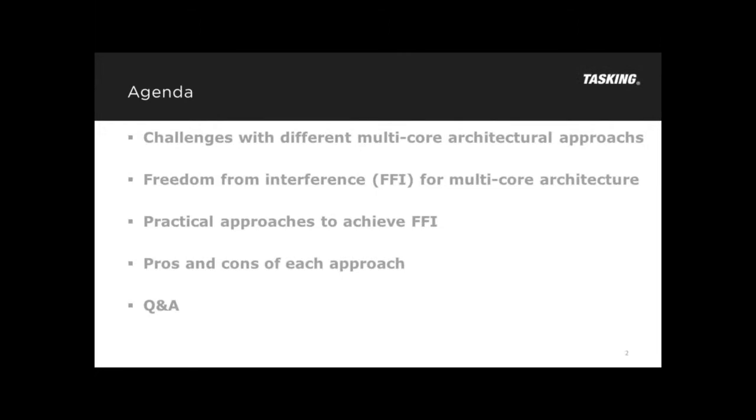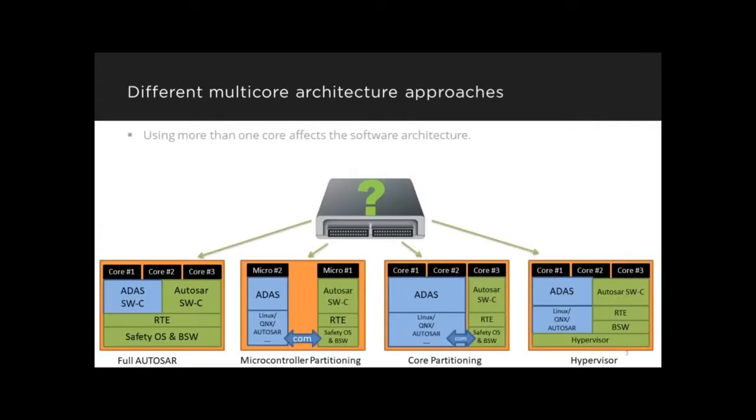So today I will basically speak a bit about the challenges under the different multi-core architectural approaches, and then I will illustrate the challenge that we are trying to solve during this webinar, which is freedom from interference for the multi-core architecture. We'll see practical approaches to achieve this freedom from interference, and then we will see the pros and cons for each approach that we illustrated. And after that, you can ask your questions and we could follow up regarding your questions later on.